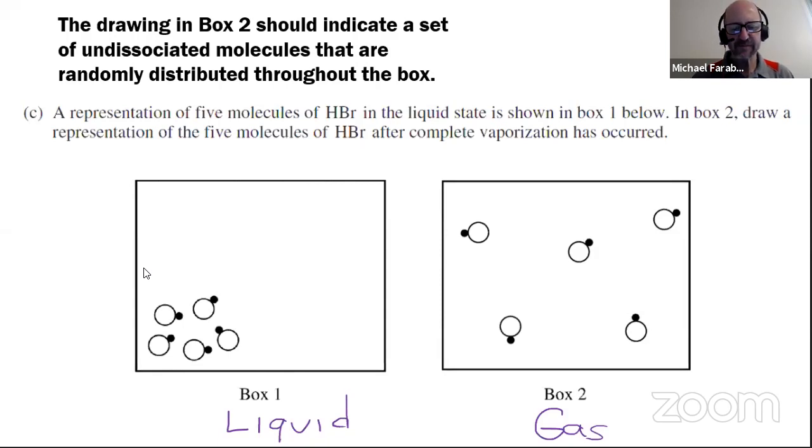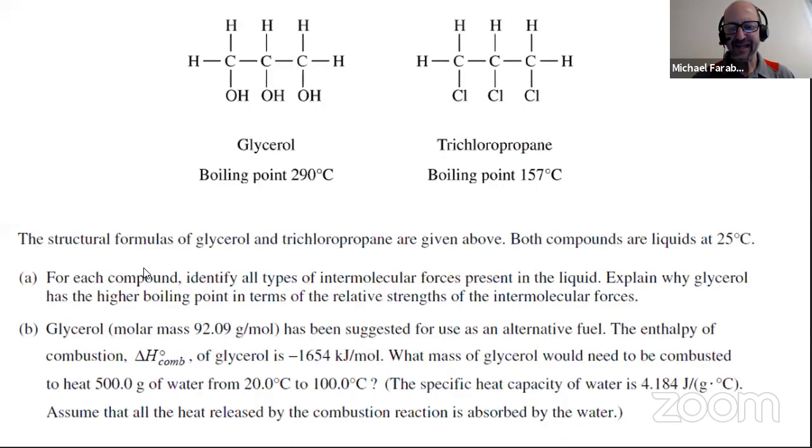Okay, we have time for one last FRQ, and it has just parts A and B. That's it.